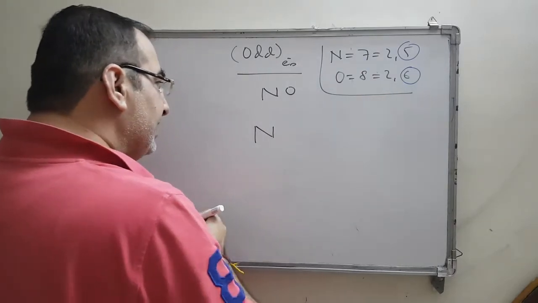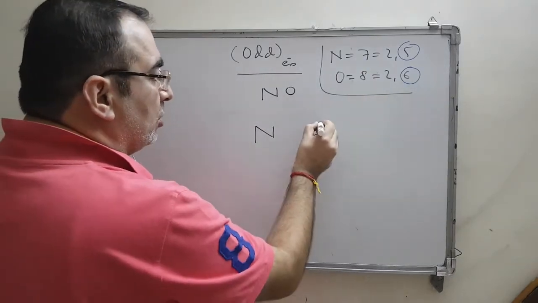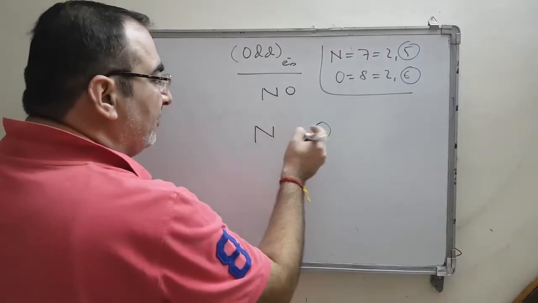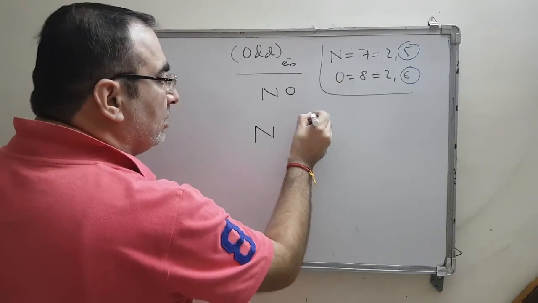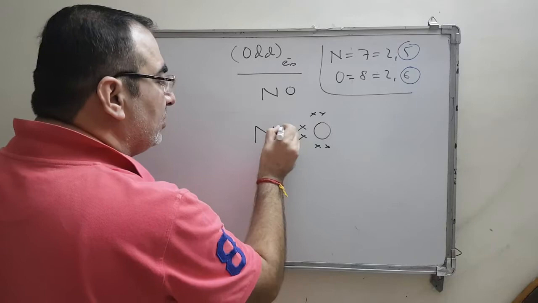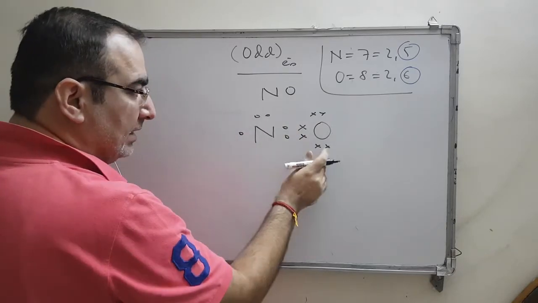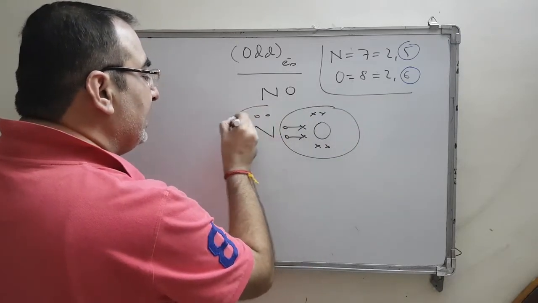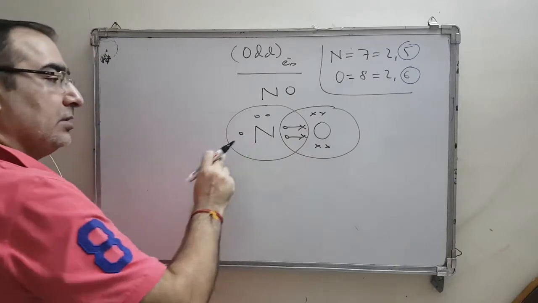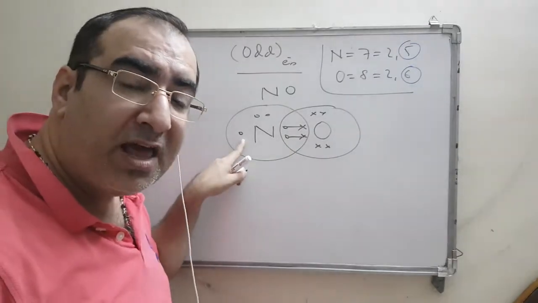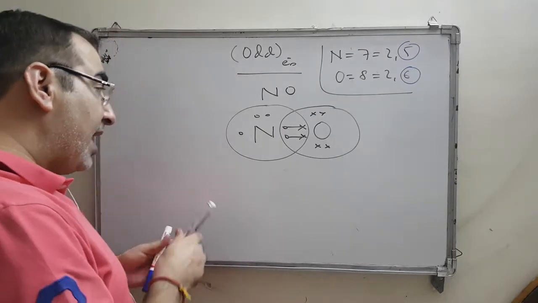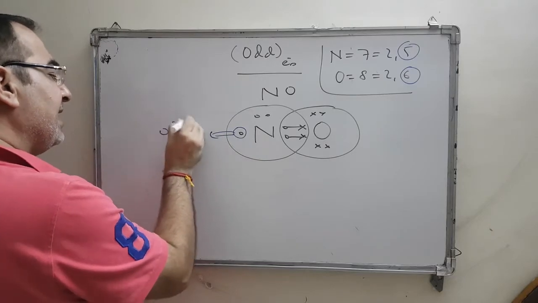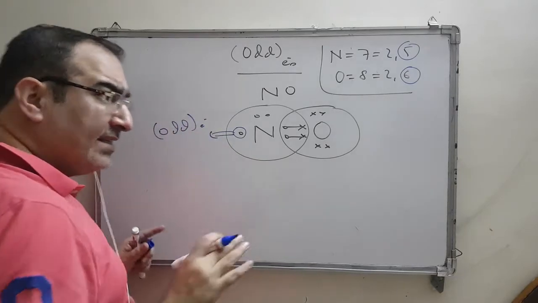So suppose you have to draw the electron dot structure of nitrogen oxide. If you want to satisfy the octet of oxygen, then you will try to form only 2 bonds, 1 and 2, so the octet of oxygen is complete and nitrogen has only 1 electron left unpaired. This unpaired electron is basically called an odd electron. Its existence is obviously very difficult, but it exists.